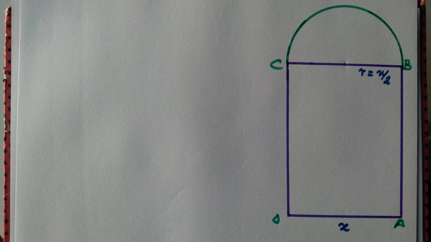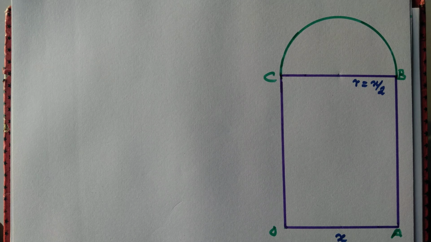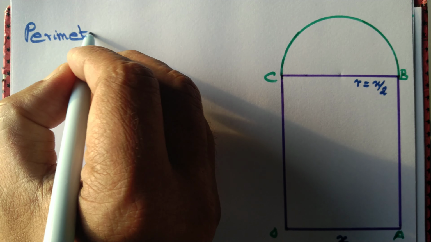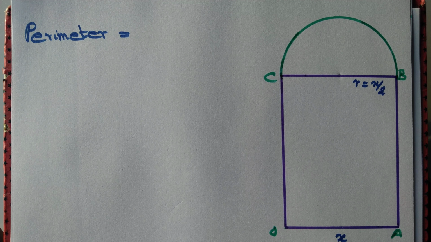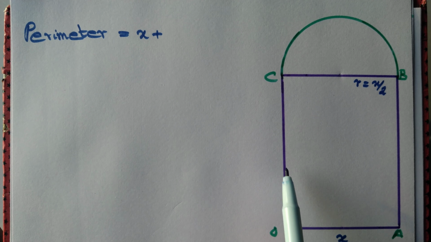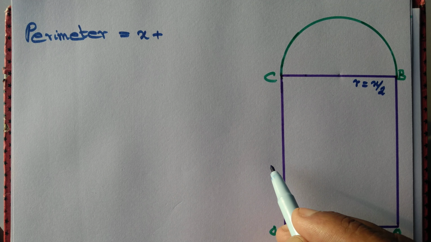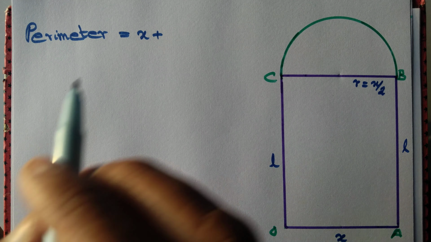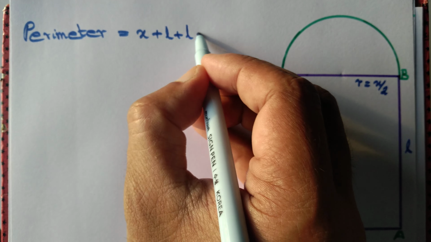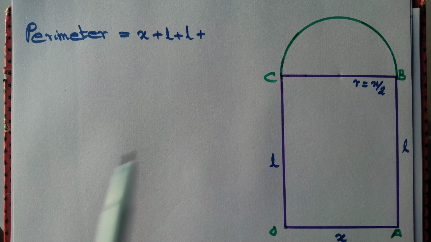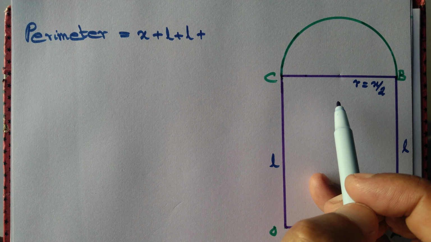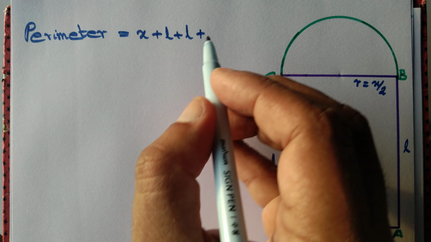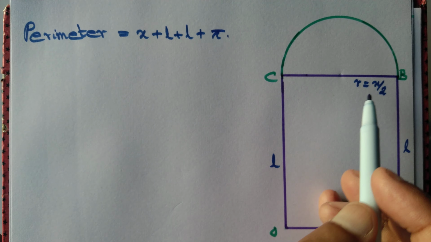We want to make sure that the perimeter is equal to 9 units. The outer boundary must be equal to x plus OC. Let OC be L. Opposite sides of a rectangle are equal, so AB will also be equal to L. So x plus L plus the semicircular arc. In case of a circle, the perimeter is given by 2 pi r, but in case of a semicircular arc, the perimeter is given by pi r, and we got r equal to x by 2.